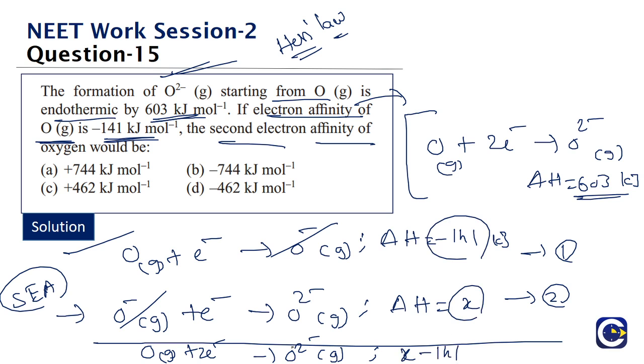But already for this we got the energy exchange: 603. Means X minus 141 is equal to 603. From here, X value will be equal to what? We take the minus 141 to the right side. It will be 603 plus 141. How much is it?